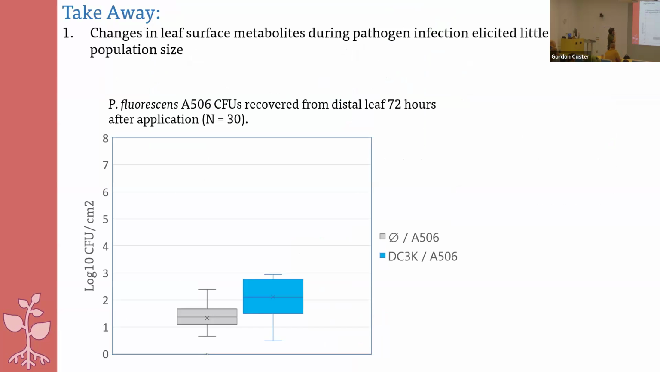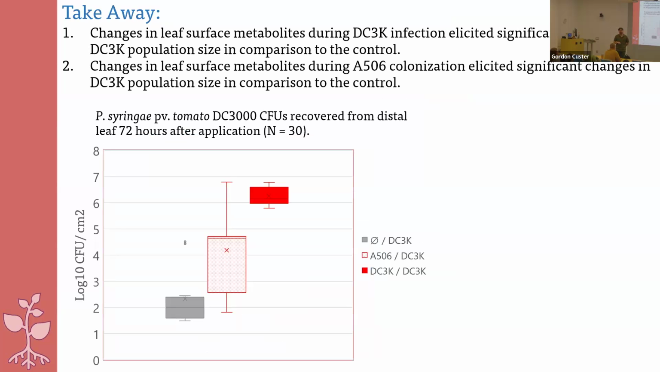I got you though. Okay, so what we did see is that we replicated this experiment 30 times. So we were able to quantify CFUs 30 times, and on average, we see that there's no difference in the growth of A506 between the control and when we apply the pathogen first and then attempt to grow A506 in the distal leaf. But that is not the same that we see when we do this with DC3K, which is really exciting.